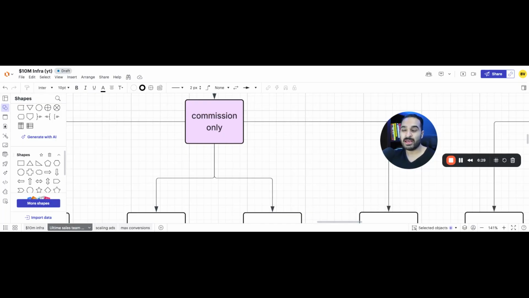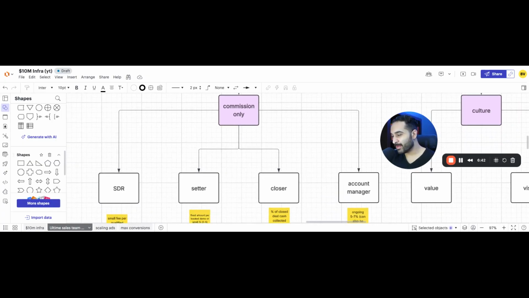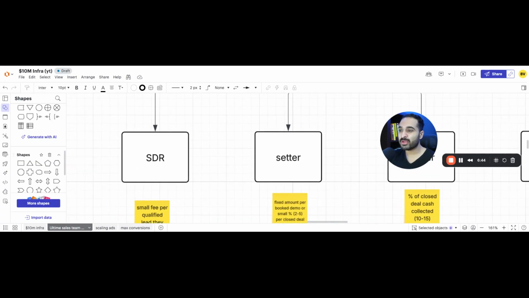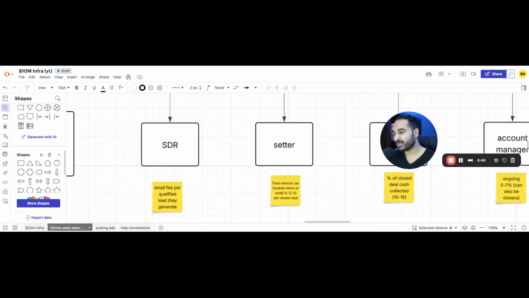That's what we do as a business too, right? We don't charge our clients anything up front. We take a piece of the revenue we help them bring in, right? So I do this as a business as a whole, and we're managing many accounts right now. So your commission structure: commission only for SDRs.